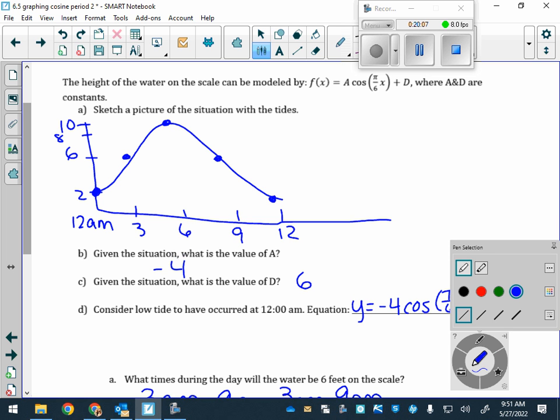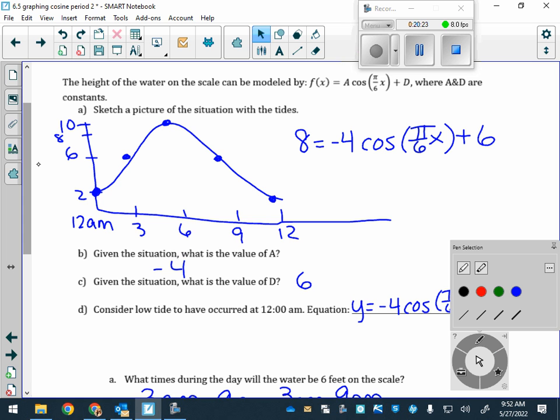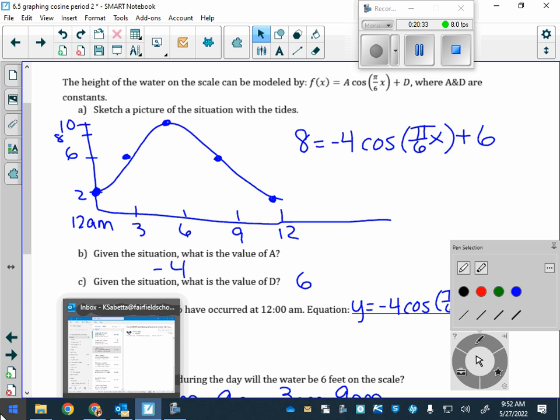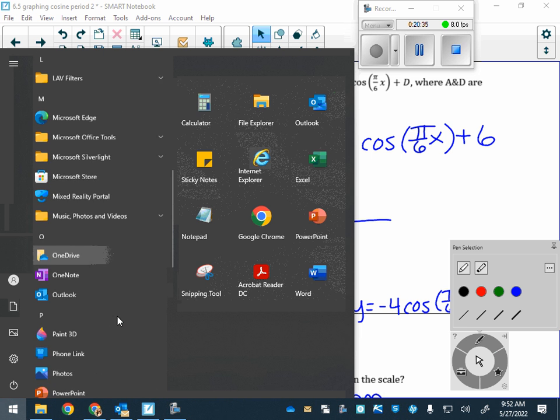Yes, you would. So you would have 8 equals -4 cosine pi over 6 x plus 6. Okay? And I just want to confirm what you guys got. You have to do y1, y2. y1, y2. All right. Yep.